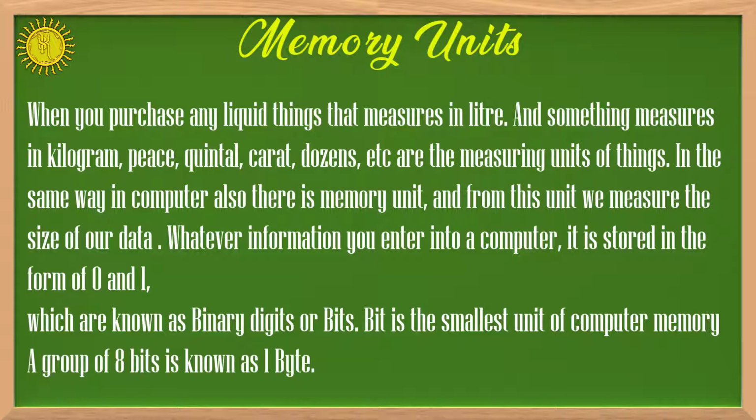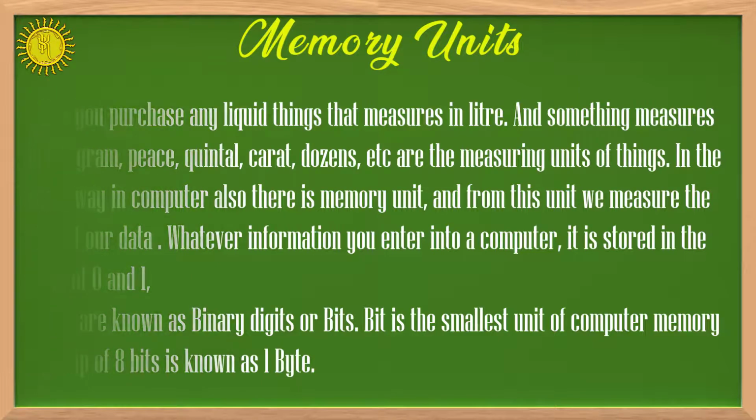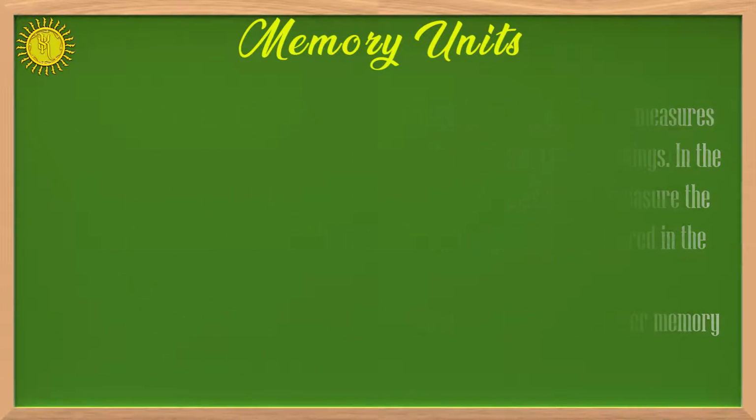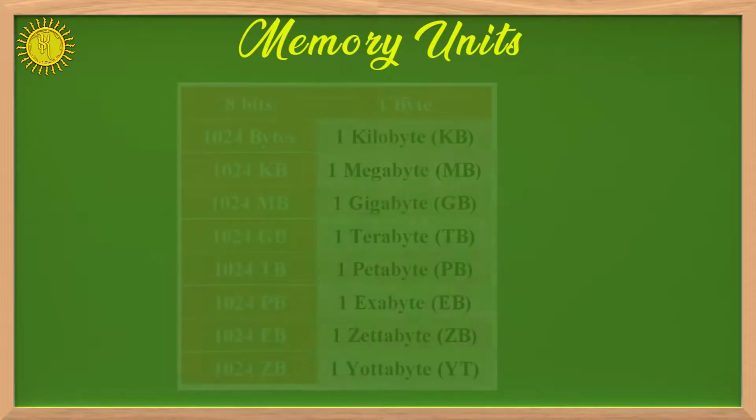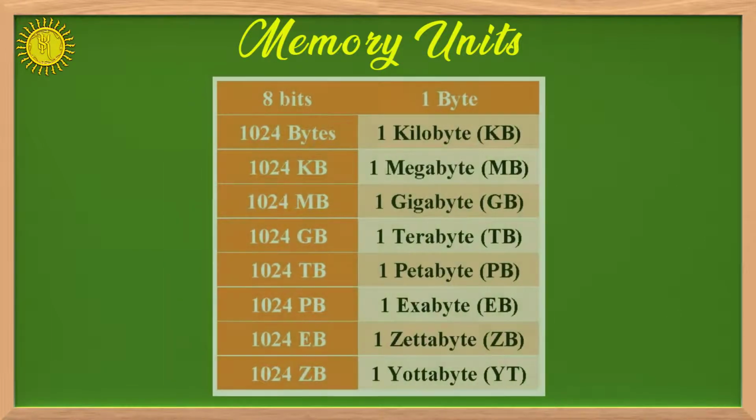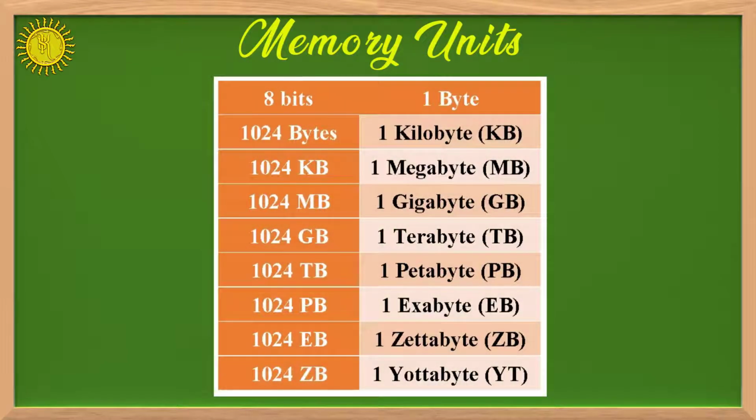Whatever information you enter into a computer, it is stored in the form of 0 and 1, which are known as binary digits. In short, we say bits. Bit is the smallest unit of computer memory. A group of 8 bits is known as 1 byte. So now here are some different types of memory units of a computer. Let us see.